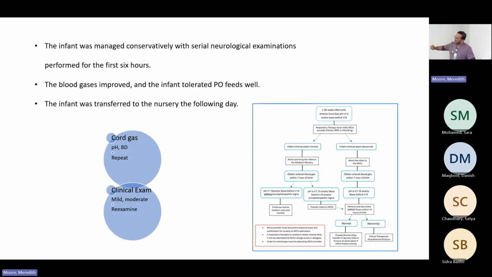So 2 parts in the circles, and this is the fellow's work on the right side. Cord gas is one component. The other is clinical exam. If I have to choose, honestly, I will go with my clinical exam, because cord gas is just reflecting what happened to the baby at that time. It's just a snapshot, or maybe a few minutes before that. But if I resuscitate well and the baby responds well, I don't have to treat the cord gas. I have to treat the baby.